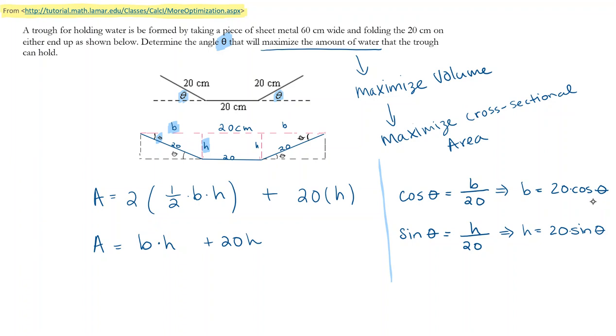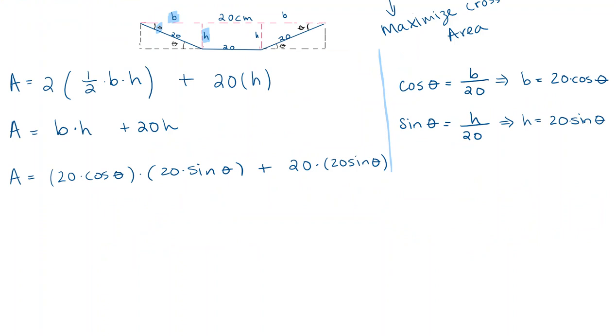If we substitute these equations in for our base and height, we'll get our area determined by theta, a single variable. So let's substitute these in for the values of b and h. Now we'll simply distribute and simplify, and we get that area is 400 times cosine theta times sine theta, plus 400 times sine theta. Since we want to maximize the cross-sectional area and thereby maximize the volume, we want to take the derivative and identify any critical points.